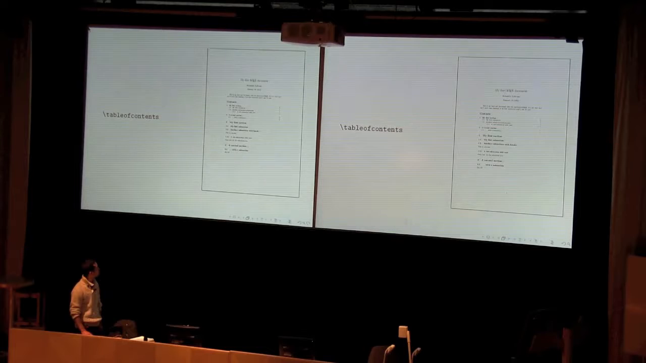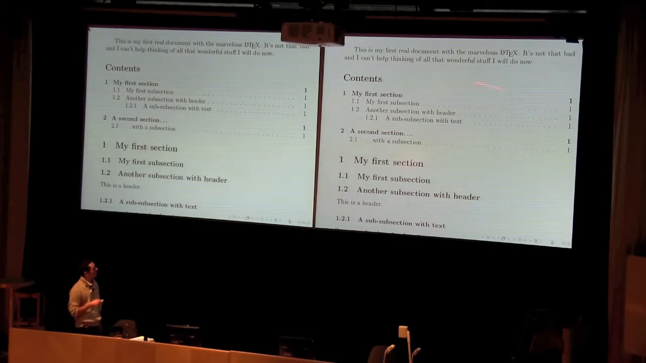Then, how to produce a table of contents at the beginning of the document? Just use the command, which is like the make title command. This produces exactly what you want. So you have my first section, here are the two subsections, then followed by a sub-subsection. And then on the right you have the pages. This is fully automatic, including this contents title.